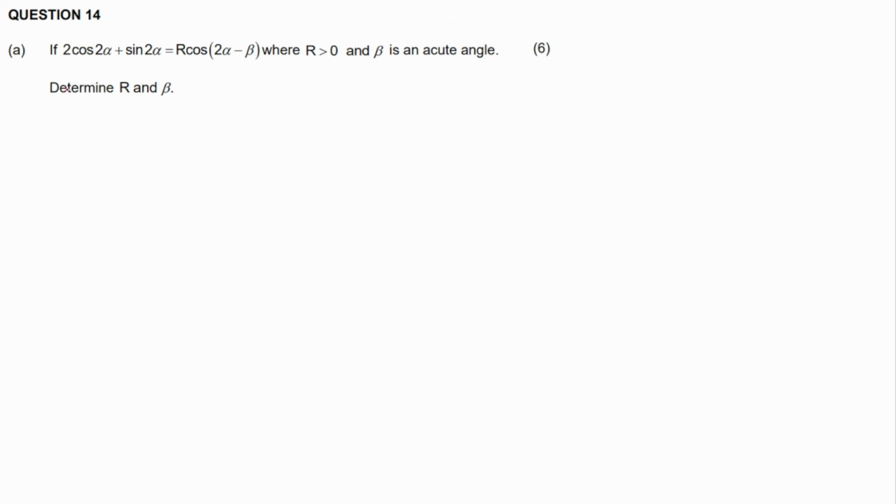So it almost looks like Greek going on here, but if 2 cos 2 alpha plus sine 2 alpha is equal to r cos, and then in a bracket 2 alpha minus beta, where r is bigger than 0 and beta is an acute angle. Determine r and beta, or b. I might call it either or, so beta or b. So again, a lot going on here, right?